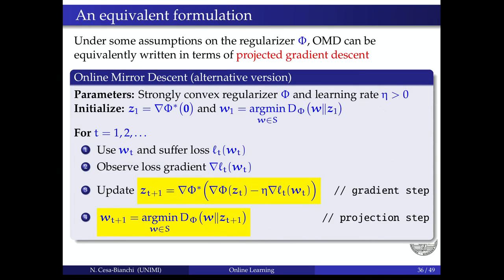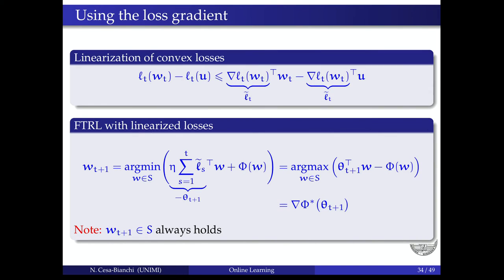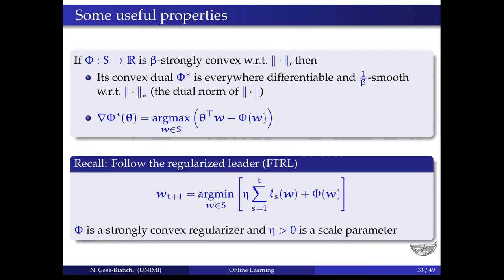Okay, this was a little tough. Let's see. Okay, there's a little trick here. So somehow there's some magic here, because you see, this guy is actually taking into account the fact that I want my next model in the set S. So this thing here is defined everywhere.